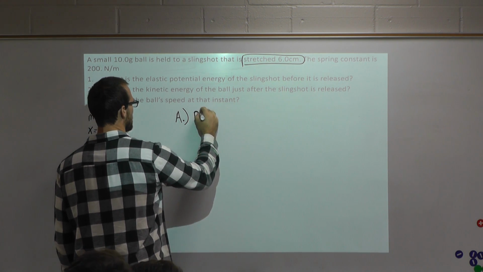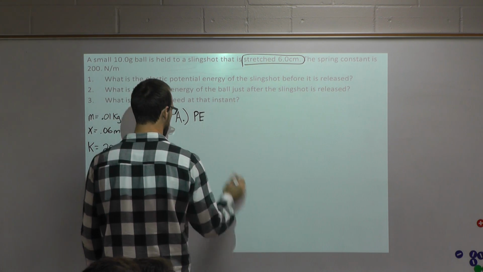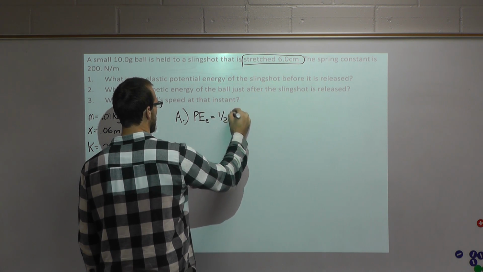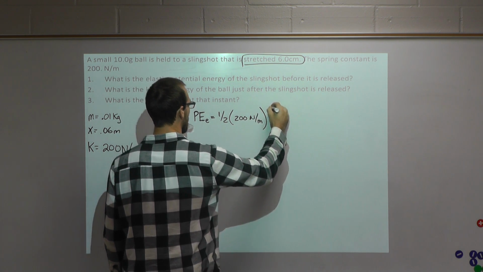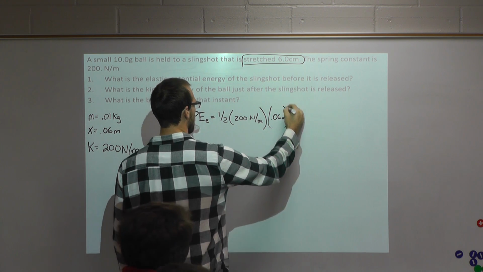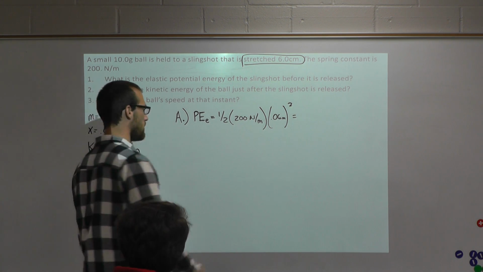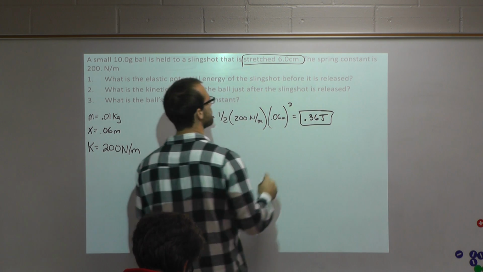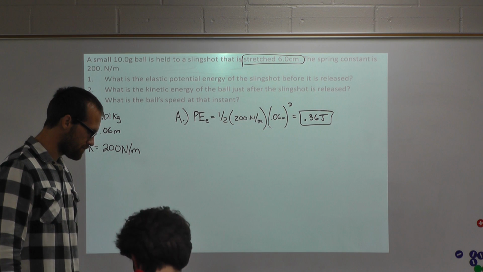So your elastic potential energy, because it's 200, is 1/2 times your k, 200, times 0.06 squared. What does that give you for elastic potential energy? 0.36. Okay then.